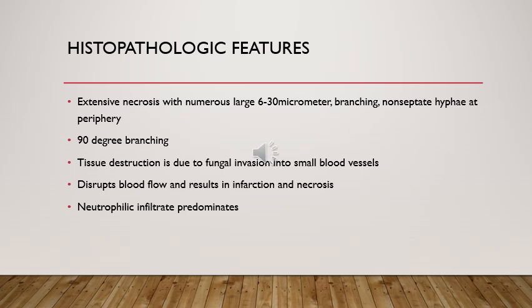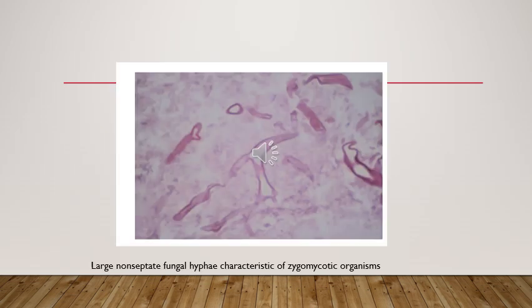There is extensive tissue destruction, which is due to fungal invasion into the smaller blood vessels, and this invasion disrupts the blood flow, resulting in infarction and necrosis. You can see a lot of neutrophilic infiltrate in the tissue as well. This picture shows the presence of the fungal hyphae. You can see large hyphae distributed here. You can see how thick the hyphae are. It is not slender as you see in Candida species. And here you can see the branching. The branching typically occurs at a right angle. It is almost a 90-degree branching, and the hypha is not showing any divisions.